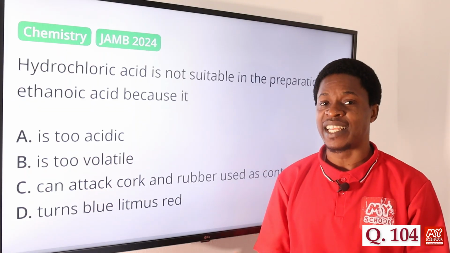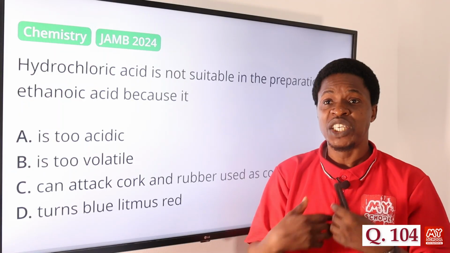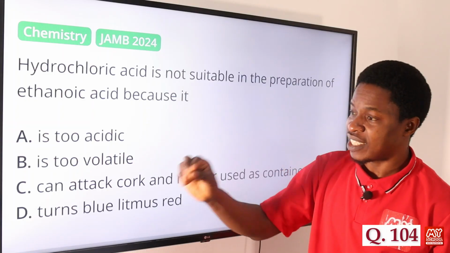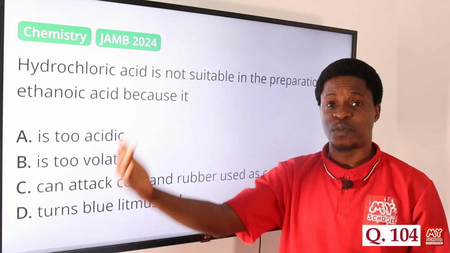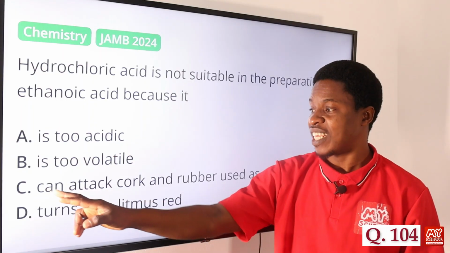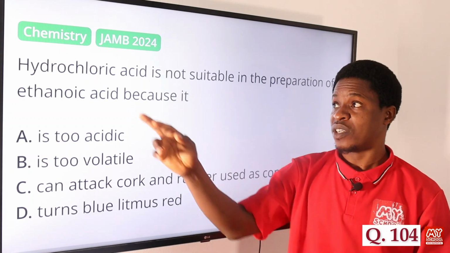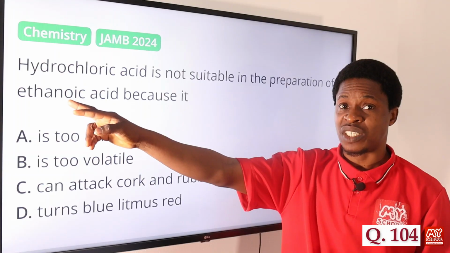It is too volatile because if you try to react it, what happens? It will evaporate so fast that you will not be able to get the quantity of ethanoic acid that you intended to produce at the end of the day. Option C says it can attack cork and rubber used as containers. That's not true, even though it's a strong acid. But that will not make it not suitable for ethanoic acid.